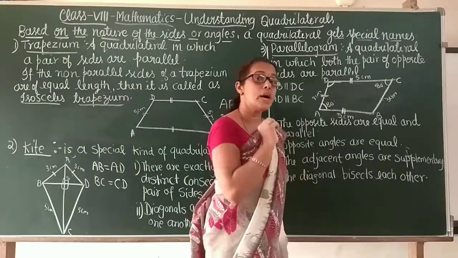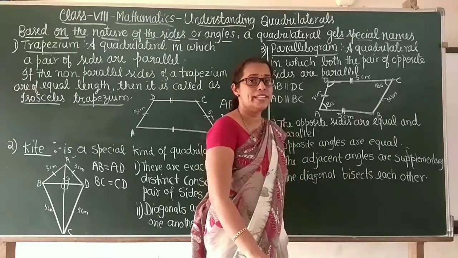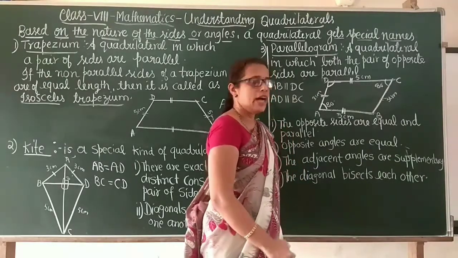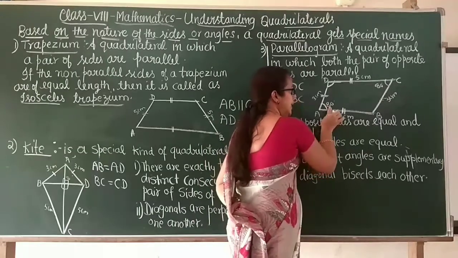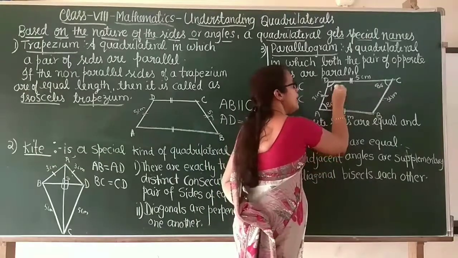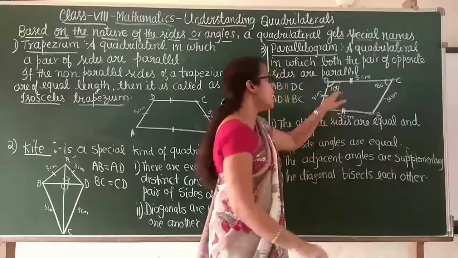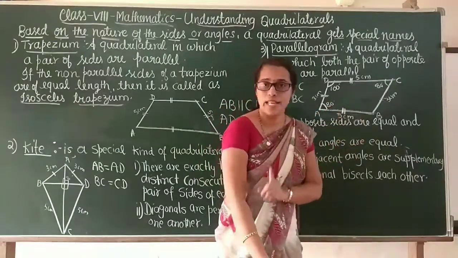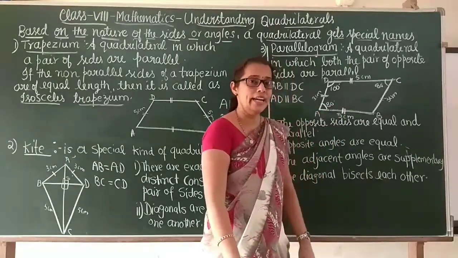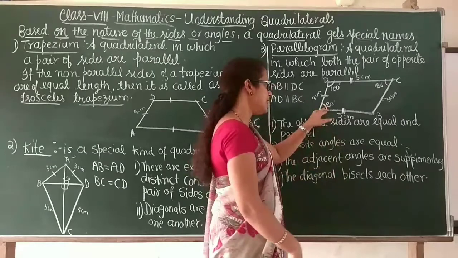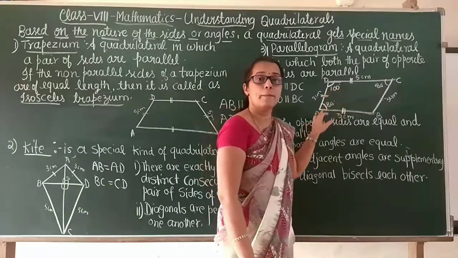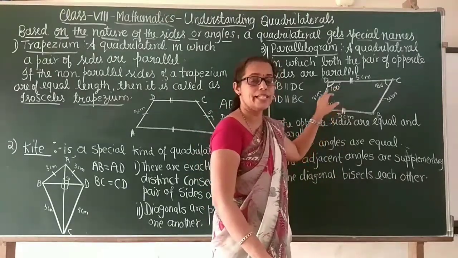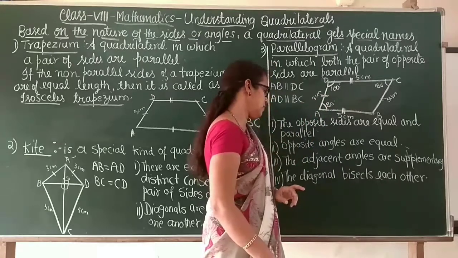Adjacent angles are supplementary. Supplementary means how many degrees? 180 degree. Understood? If it is 80 degree, then the other is 100 degree. Why? 100 plus 80 together is how much? 180 degree. So the adjacent angles are supplementary.